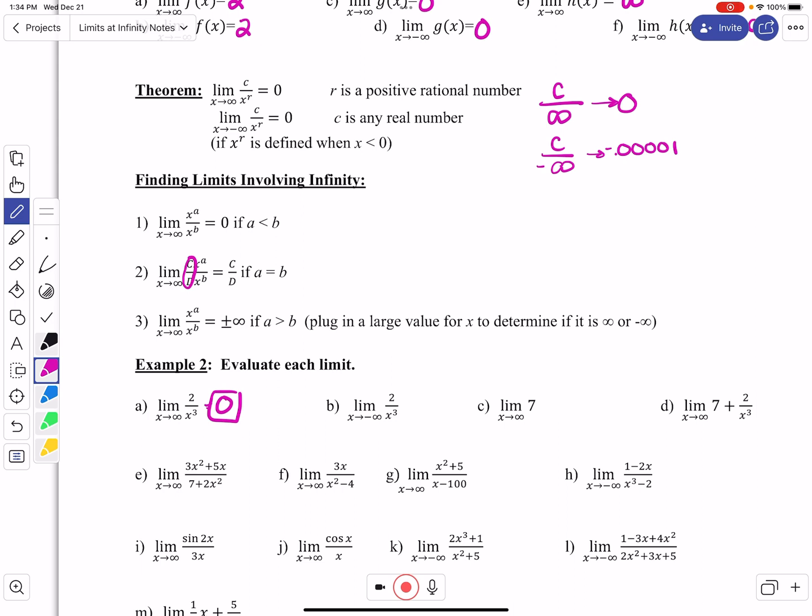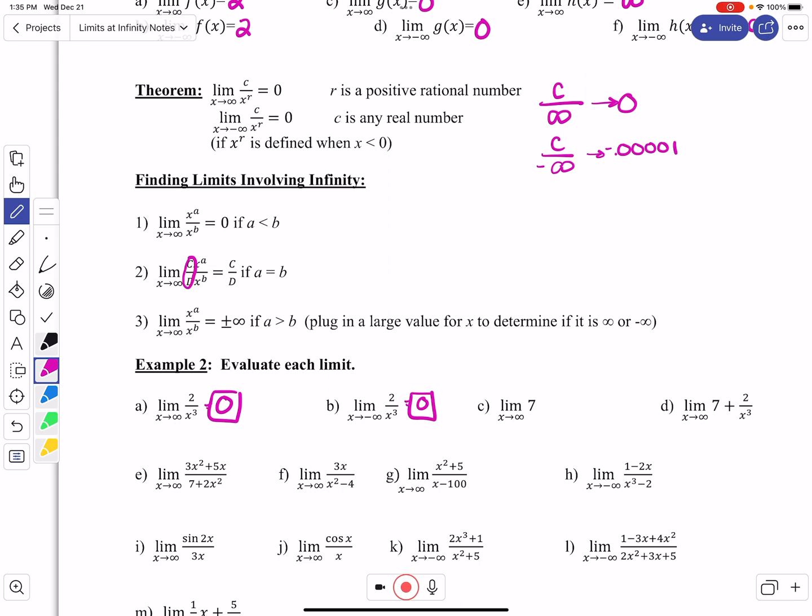Okay, for part B, again, you have a number over x cubed. It's approaching negative infinity, but again, that's going to equal 0 because it's 2 over a really huge number. Even though it's negative infinity, if you think of plugging in negative infinity, it's still going to be approaching 0.